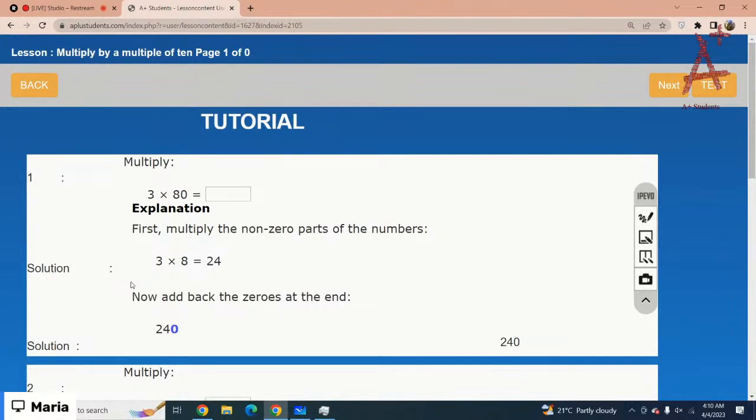We don't multiply the zeros, we just multiply the non-zero numbers. The non-zero numbers are 3 and 8. So 3 times 8 is 24, and then you add the zero at the end. So it will be 240. Because you know that 8 times 3 is 24. So we add the zero at the end.